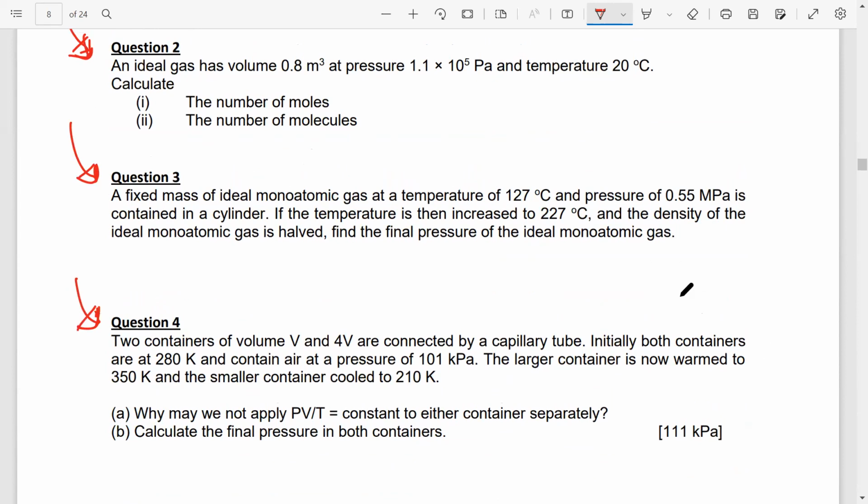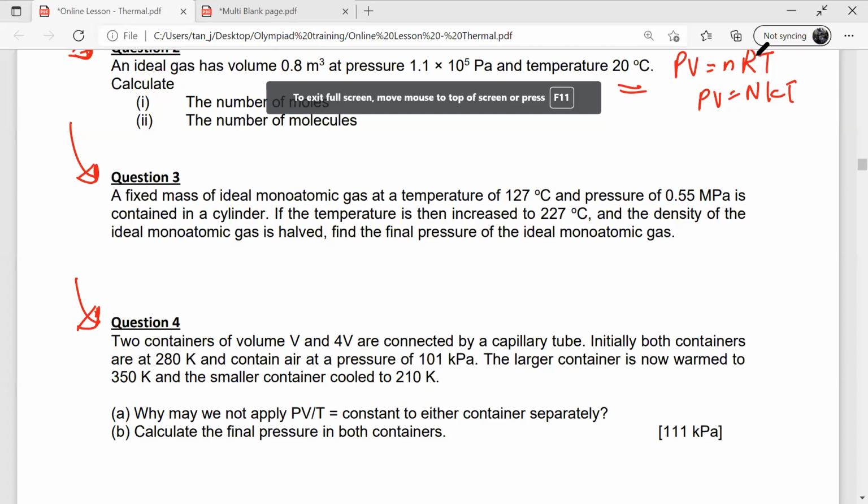For question two, it's basically a question to train you on the usage of PV equals nRT and PV equals nkT. Take note, when you use the formulas, the quantities must be in their SI units. So the temperature is not in degrees Celsius as written here. It must be in Kelvins, so you need to convert 20 degrees Celsius to Kelvins.